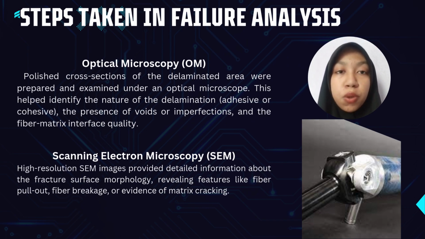For optical microscopy, polished cross-sections of the delaminated area were prepared and examined under an optical microscope. This helps identify the nature of the delamination, the presence of voids or imperfections, fracture, and the fiber-matrix interface quality. While for scanning electron microscopy, high-resolution SEM images provided detailed information about the fracture surface morphology, revealing features like fiber pull-out, fiber breakage, or evidence of matrix cracking.